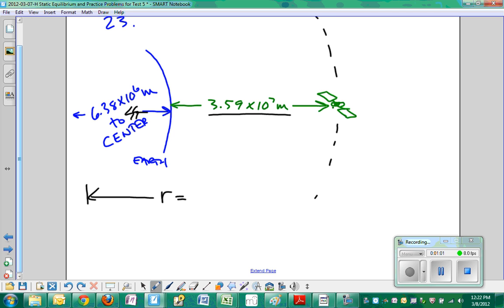4.2-ish. What does it turn out to be? If you add these two, someone please? I'll just do it myself. 3.59, and then 638, right? Because that's times 10 to the 6. So we get 4.228 times 10 to the 7th as our total distance. Is that what we got? It's our total distance out to the satellite. That's what we'll use for r.